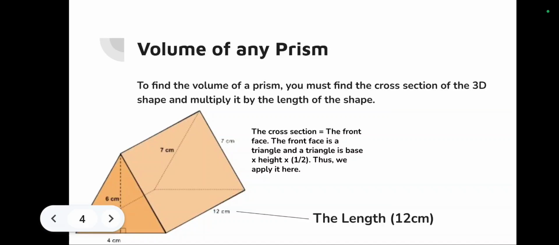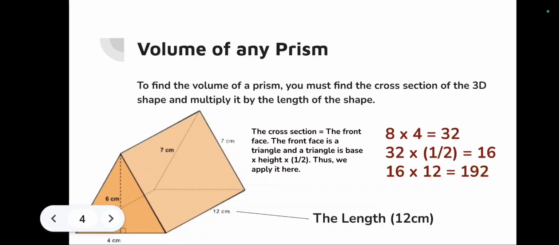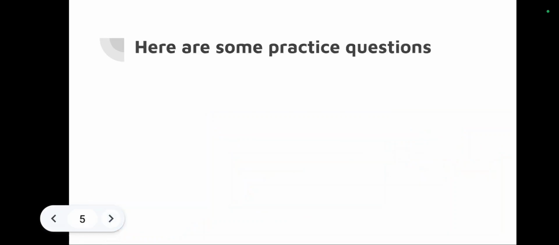Thus we apply it here. The length is 12 centimeters. So 8 times 4 is 32, and 32 times a half is 16 to get our cross-section, and then we times the cross-section by the length to get 192.